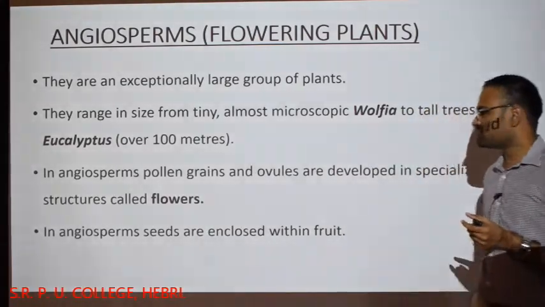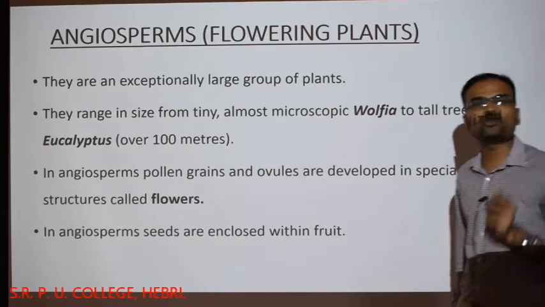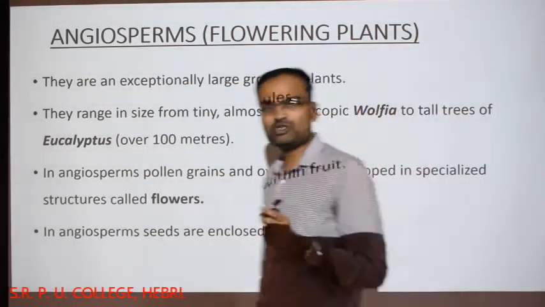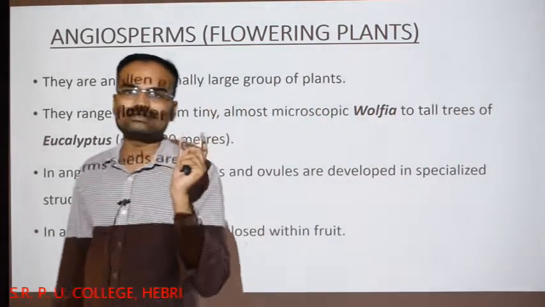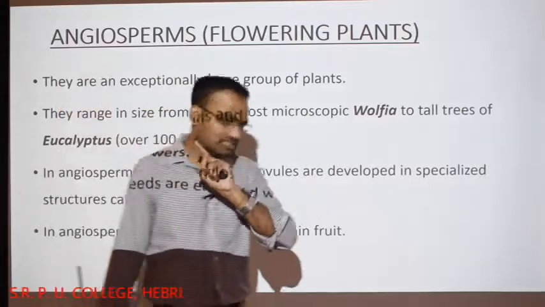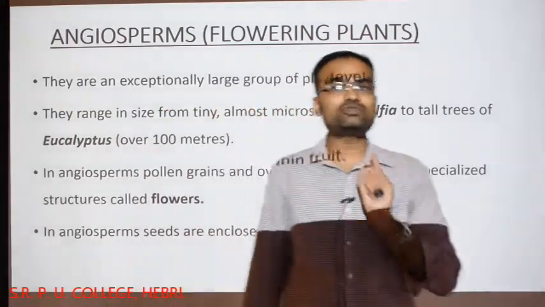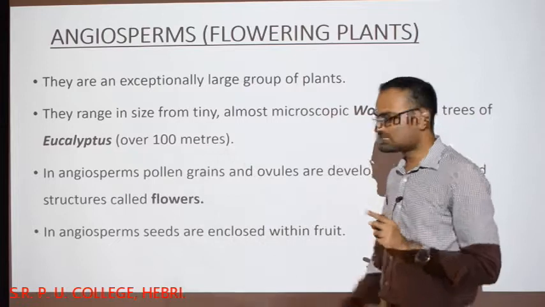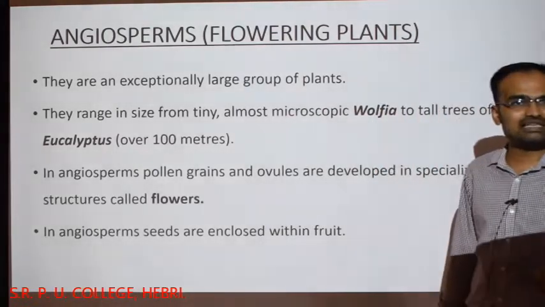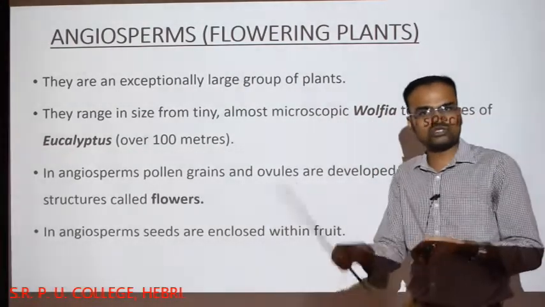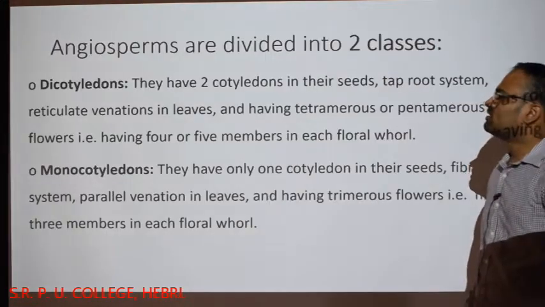In angiosperm, the seeds are enclosed within the fruit, while in case of gymnosperm, the seeds were naked. Why? Because the ovary was completely absent in a gymnosperm. In angiosperm, the ovary is present, that's why the seeds are enclosed by the ovary wall.